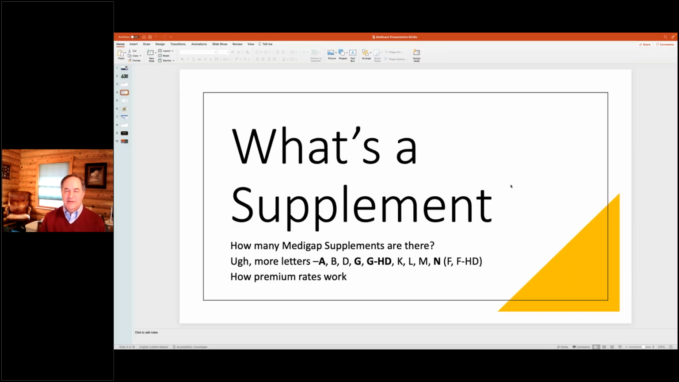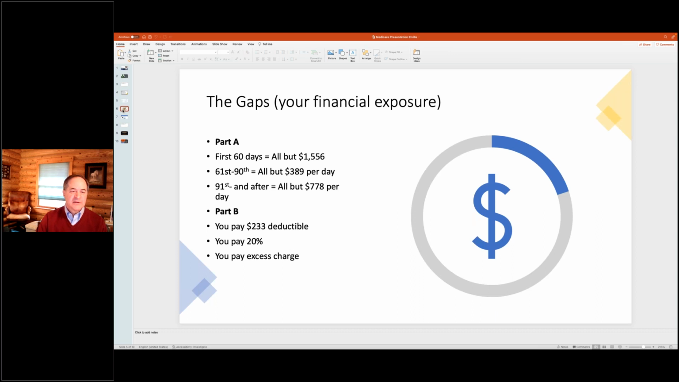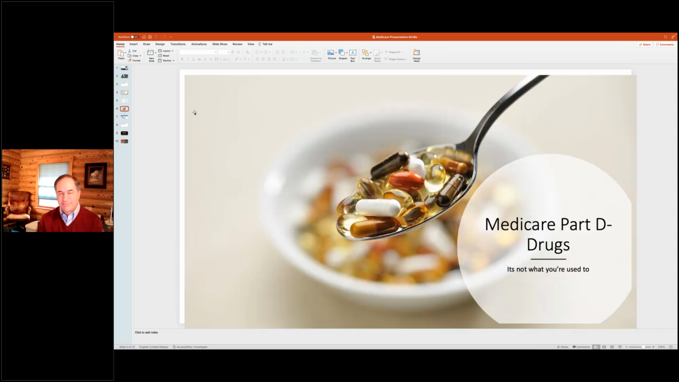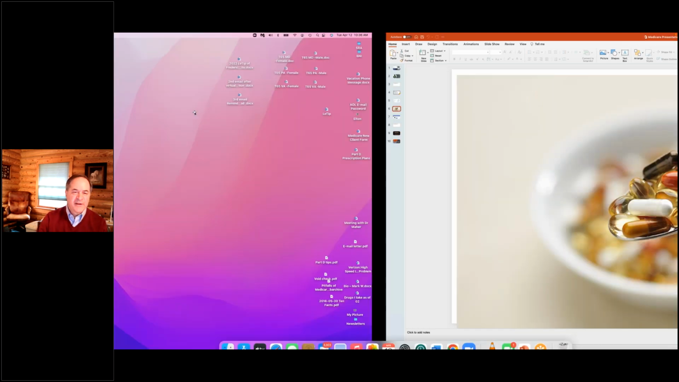Now, we've talked a little bit about the supplemental policies. We talked about A and B, the gap fillers, Medigap plans, and a little bit about the cost and stuff. Now, let's go down here to drugs. I know full well people have got lots of questions about drugs. Jeff, at this point, do we have any questions?